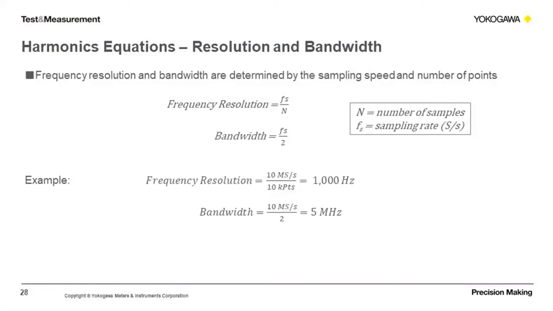Another equation that's important to understand is frequency resolution. Frequency resolution is the distance in hertz between two adjacent data points in the DFT. The resolution of an FFT is defined as the sampling rate divided by the number of data points.